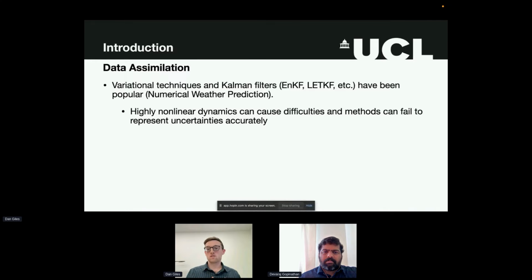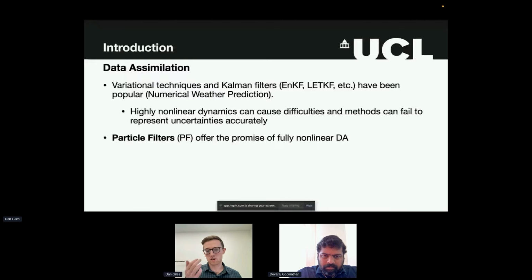These techniques are obviously very useful and have been used quite extensively, and still are in operational settings, but they do have some difficulties. It's been highlighted that they have difficulties in highly nonlinear dynamics, so highly nonlinear PDE systems, and they can sometimes fail to accurately represent uncertainties on your estimates.